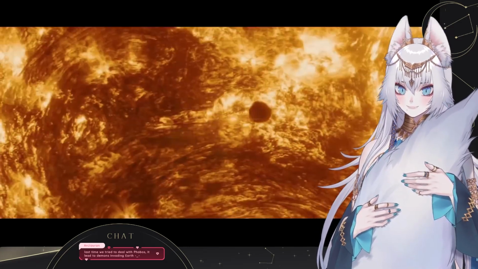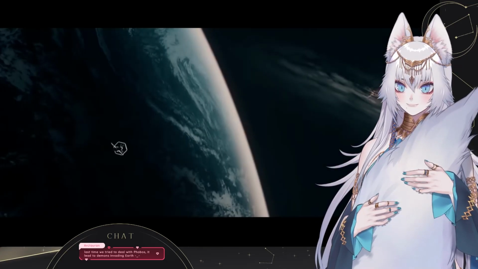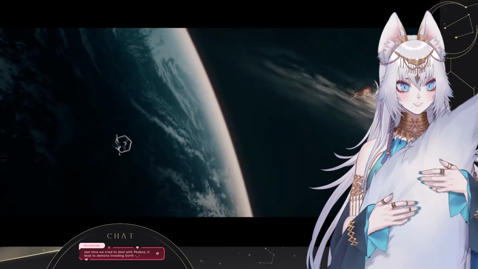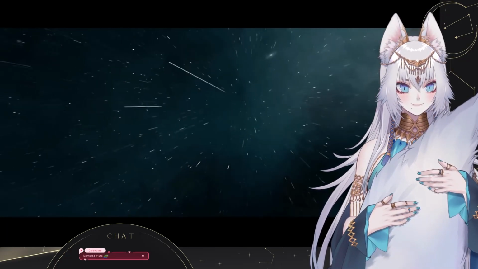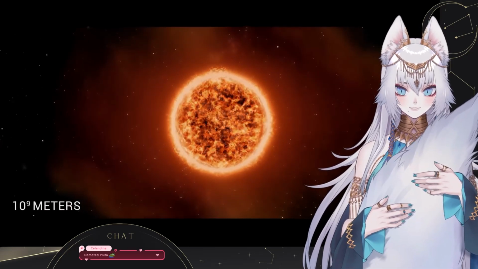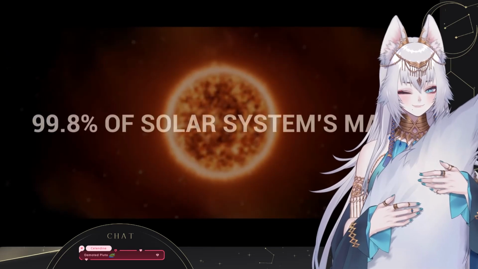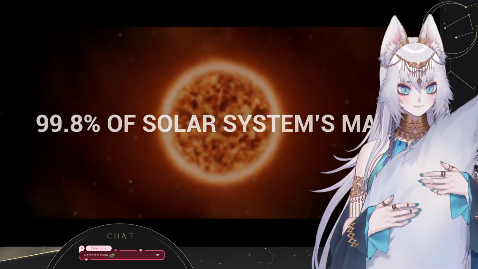It's also home to Proxima b, an exoplanet with features much like Earth. If there were to be a manned mission to any other star system's planets, Proxima b would probably be the first choice. With an order of magnitude of 9, the sun clocks in at 1.4 million kilometers wide. It accounts for more than 99.8% of the mass in our solar system.